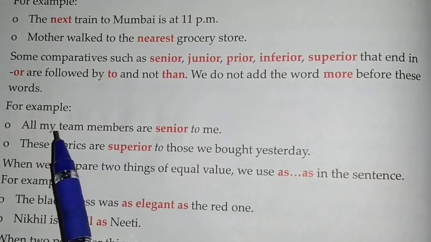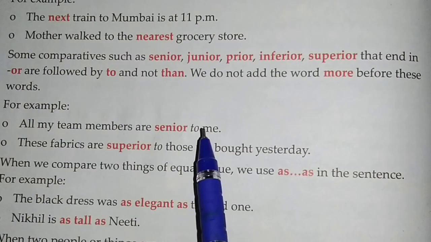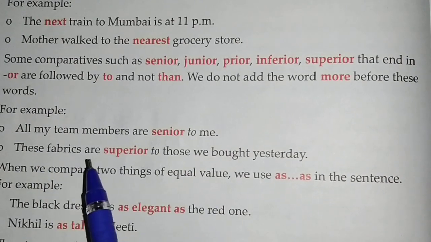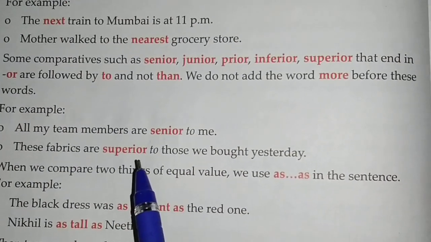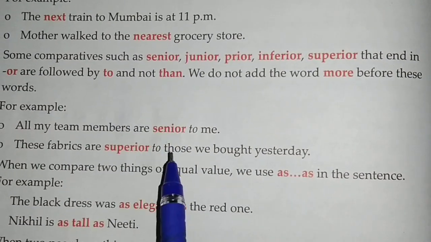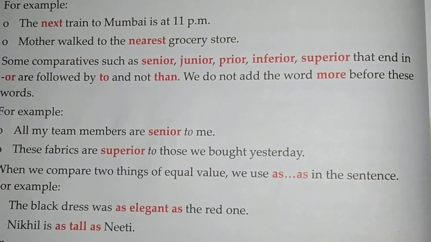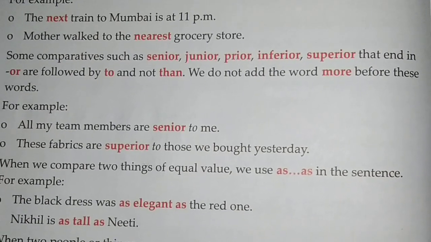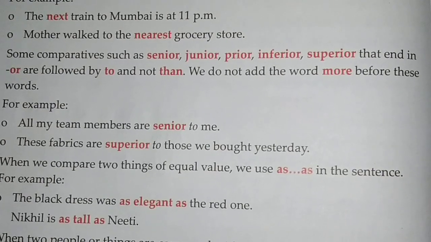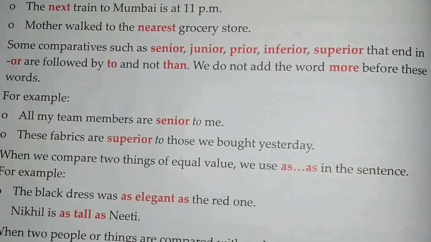For example, all my team members are senior to me. Do not say all my team members are senior than me. The sentence will be incorrect if you say senior than me. Similarly, these fabrics are superior to those, not superior than those. So with these words, remember, we always use to, not than. Senior to, junior to, prior to, inferior to, superior to. So in all these cases you have to use to, not than. If you are using than your sentence will be incorrect. Got it? So this was your lesson.